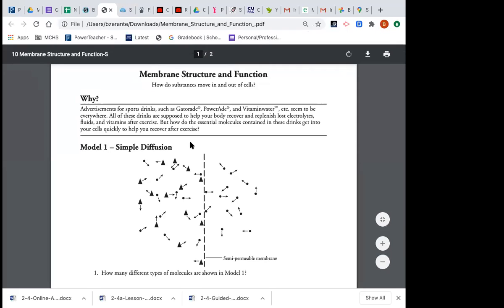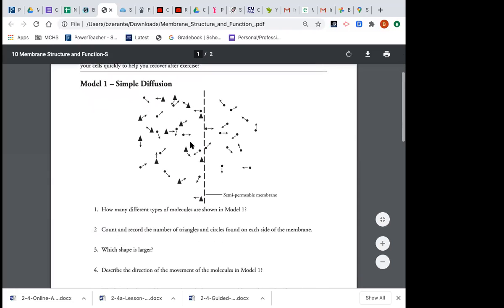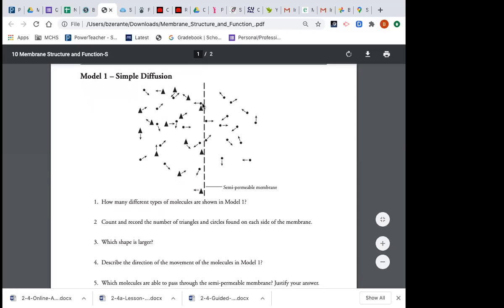Okay? So, how does it do that? Well, that's what we're going to look at in model 1, which is simple diffusion. Now, if you look at this setup, that dotted line down the center represents the cell membrane. Then you've got particles on the left side of the cell membrane and particles on the right side of the cell membrane. Let's say the right side is inside the cell and the left side is outside of the cell.